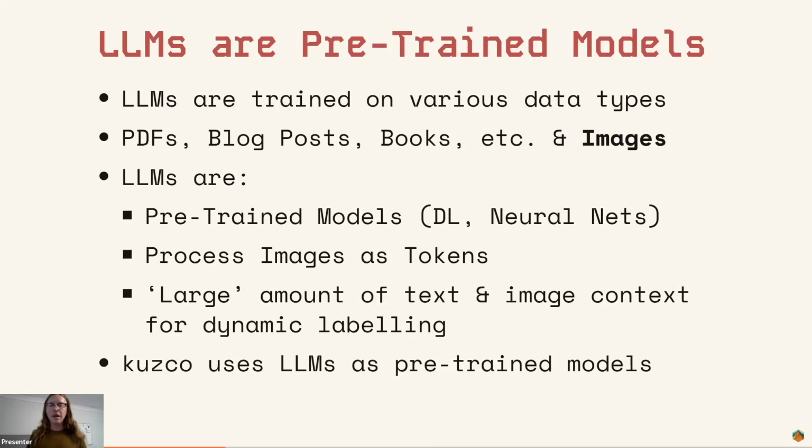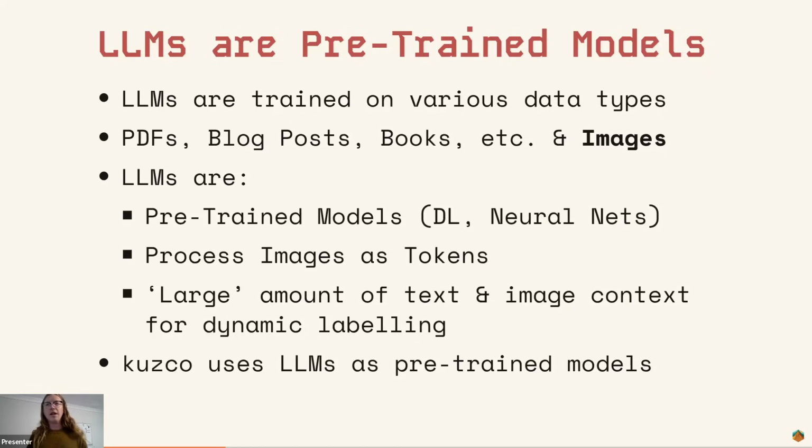They're trained on various data types, whether that be books, blogs, Stack Overflow, PDFs, images, videos, memes, etc. They have built in a pre-trained model that's a deep learning neural net. It processes images as tokens, so we don't need to really worry about pre-processing our images. We can allow the tools that are available to us, plus the LLM, to process the image for us, which is pretty neat. And they have a large amount of text and image context.